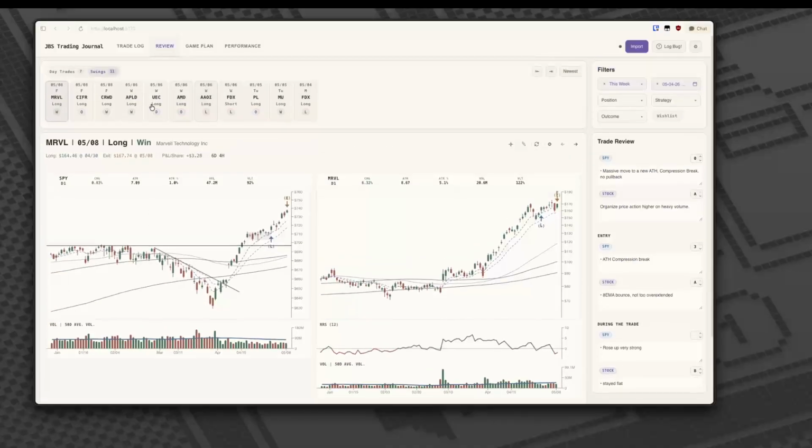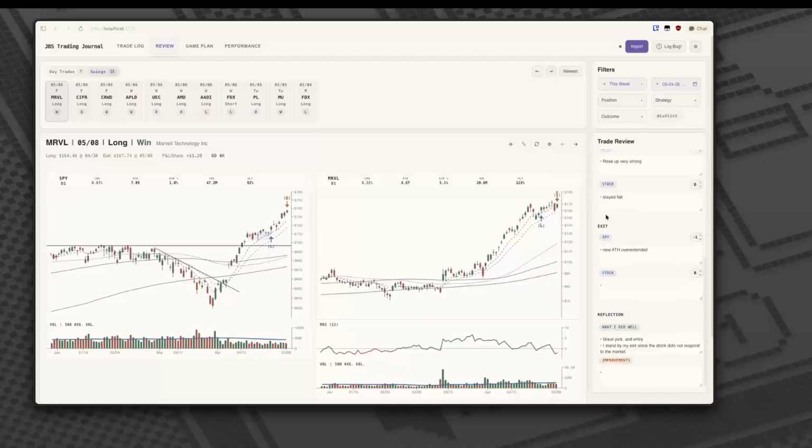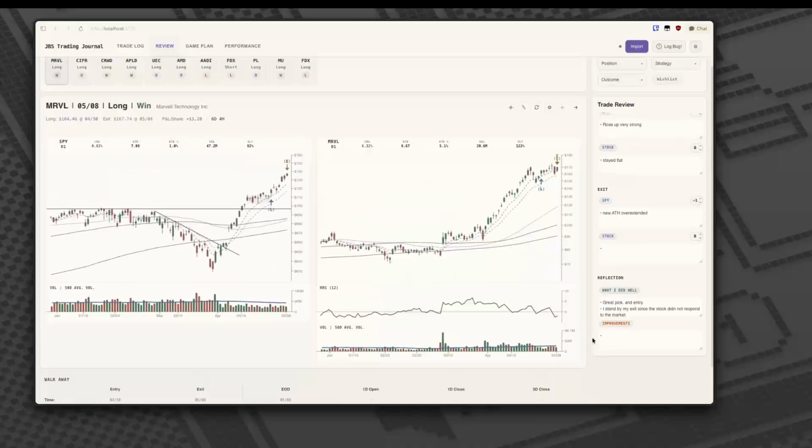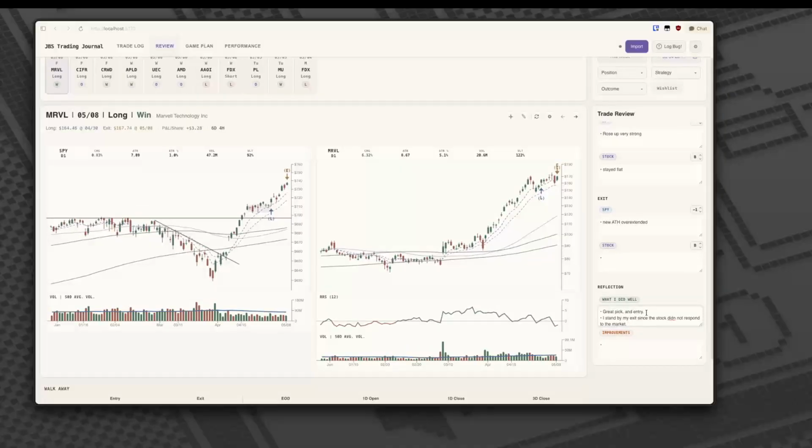Same thing with the swing trades as well. If I look at, for example, Marvell, I took this long earlier. The market went up, the stock was flat, so I took out the trade, and I have my reasons for it. I said, hey, this is a good pick and a good entry, but the stock didn't really respond to the market, and I felt like the market's going to pull back a little bit here. So I'm going to take some small gains and then look to get into a better stock.